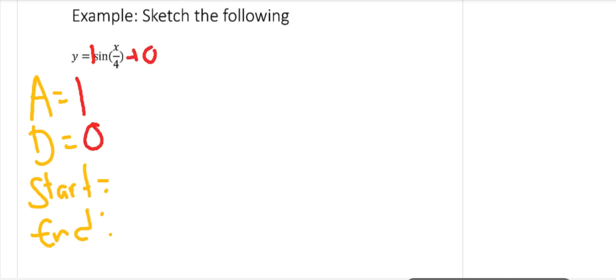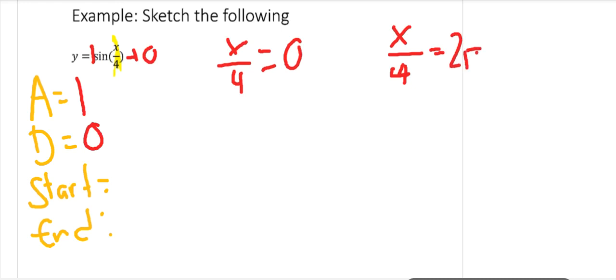And now, to figure out the start and the end, we're going to have to set up 2 different equations. If you recall, we take whatever is inside, x over 4, and set that equal to 0. That's one equation, and then x over 4 will equal 2 pi. Okay, this looks bad, so I'll put it over there. And then we go ahead and solve.